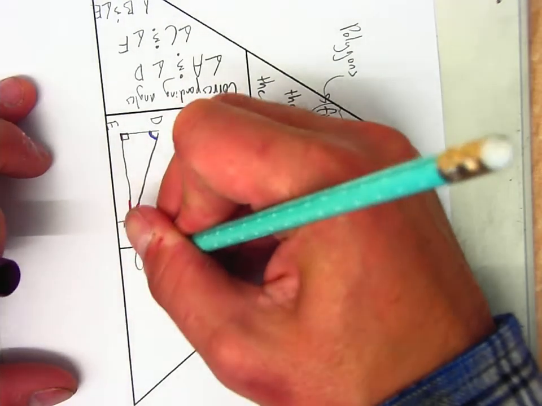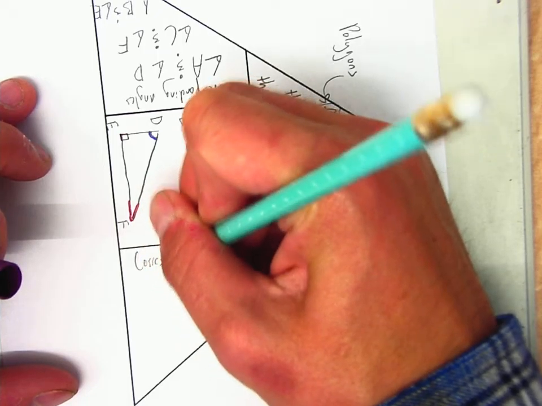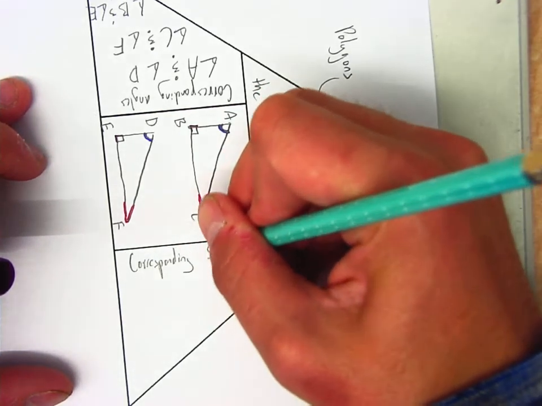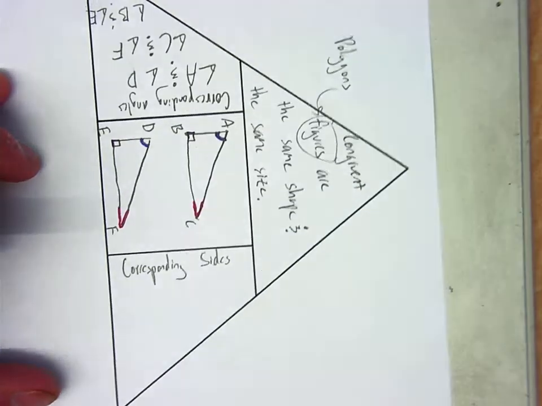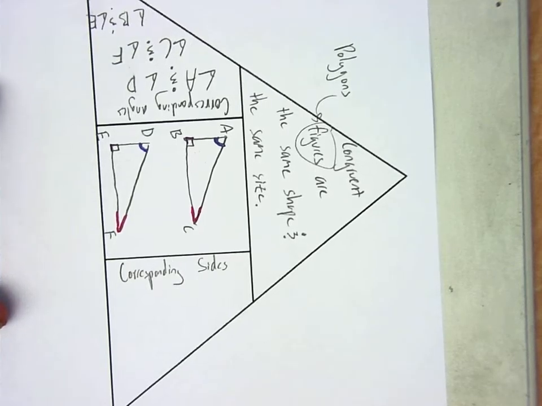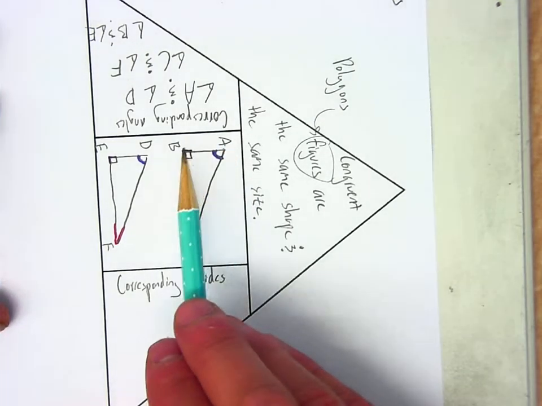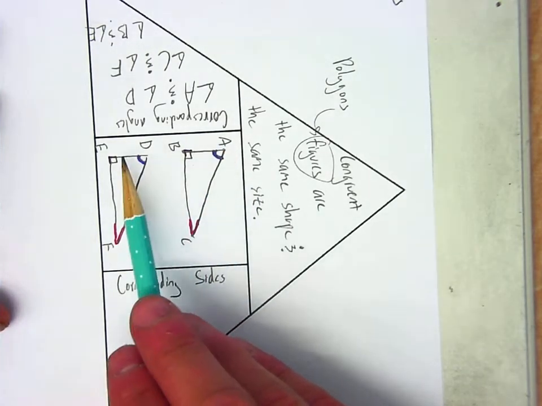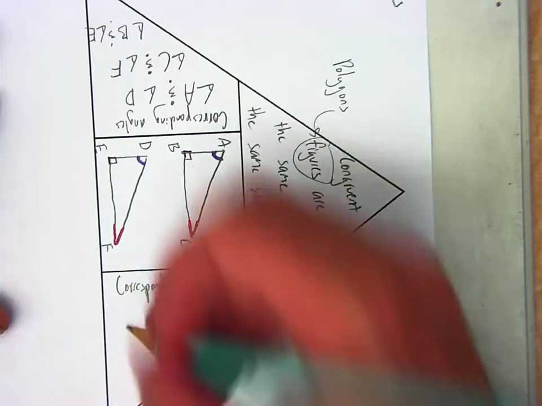Okay. We can talk about corresponding angles. We can also talk about corresponding sides. Just like angles, they are the matching sides in congruent shapes. So I could talk about side AB and side DE. Those are corresponding sides.